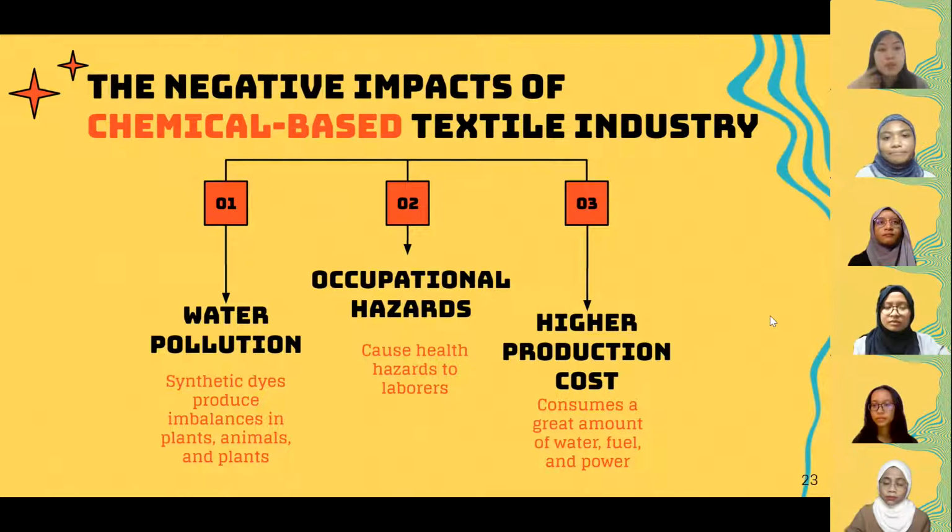Second, because of poor ventilation, workers are at risk of inhaling cotton dust and synthetic particles. They are also at risk of developing musculoskeletal disorders due to repetitive motion activities. Lastly, one of the problems with the chemical-based textile industry is that it produces a higher production cost because it consumes more water, fuel, and power.